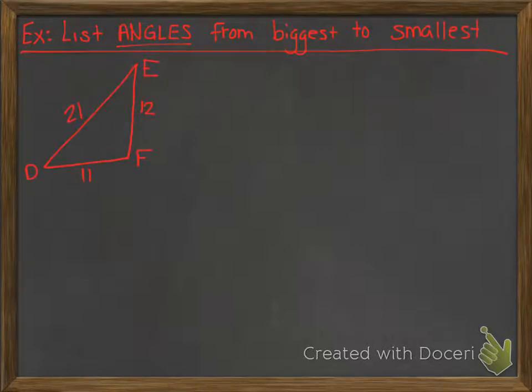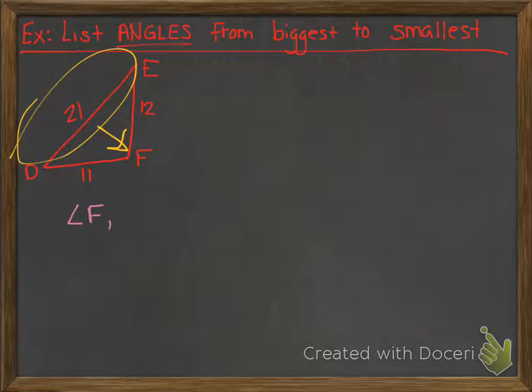All right, so now I want my angles from biggest to smallest. So make sure you're paying attention to the questions asking, because that is how a lot of you are going to mess up on your test, so just be careful. All right, so I'm starting with my biggest angle, and I know my biggest angle is across from my biggest side. Here my biggest side happens to be DE. 21 is my biggest number, so across from 21 is angle F.